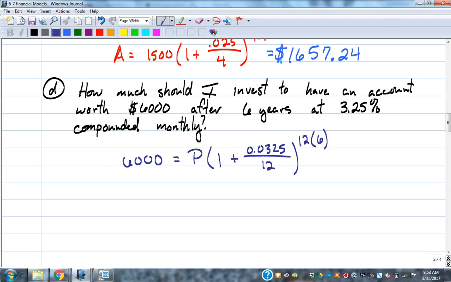This right here, it's just a number. It's all numbers. There's no variables in that part. The P is the variable. So we just got this big number here times P. So to solve this, divide that 6,000 by whatever that number is. That's an ugly decimal number, but we just divide 6,000 by it. That's what tells us how much to put in the original account.